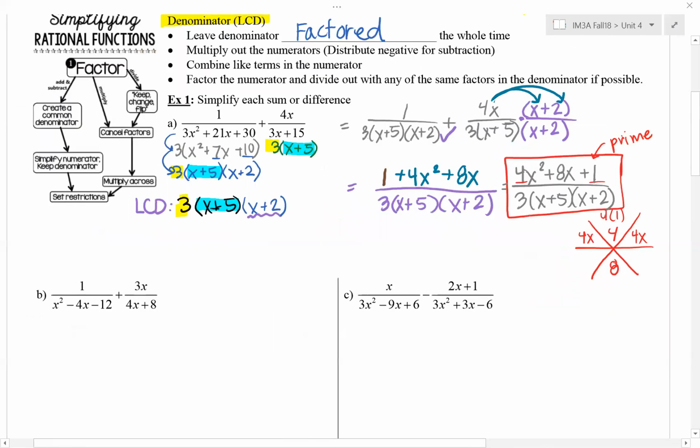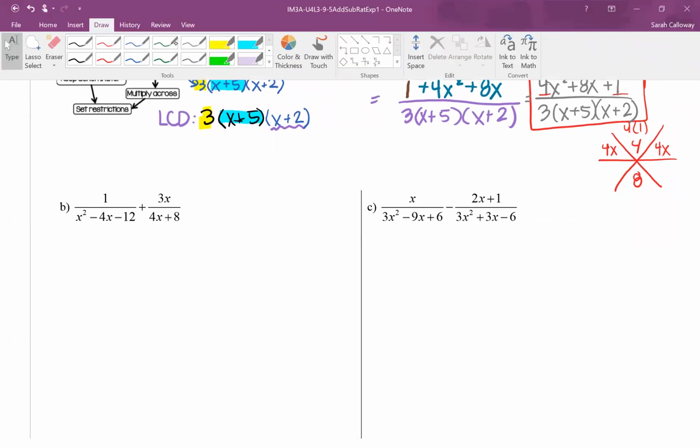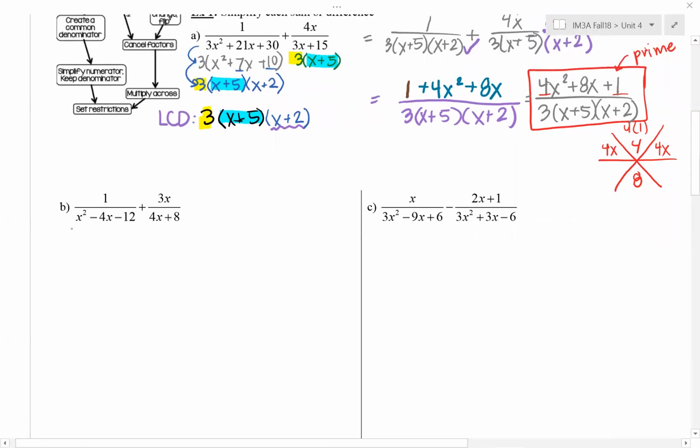So let's look at B now. So we're going to start the same way, where we want to look at just our denominators to start and factor them. For this first one, I have a trinomial where a is 1, and so I know I should just go straight into looking at a product sum. So I want two numbers that multiply to -12 and add to -4.